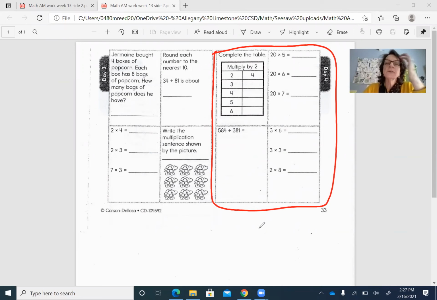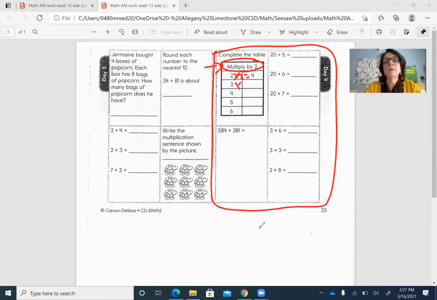And the very first question is a table. It says complete the table, and the rule is multiply by 2. The rule means what are you going to do every time? It's a pattern. It's the same thing every time. So they did the first one for us. They took 2, they multiplied that by 2, just like it says at the top of the table, and they got 4. So that's what we're going to do with every single number. We are going to multiply by 2.